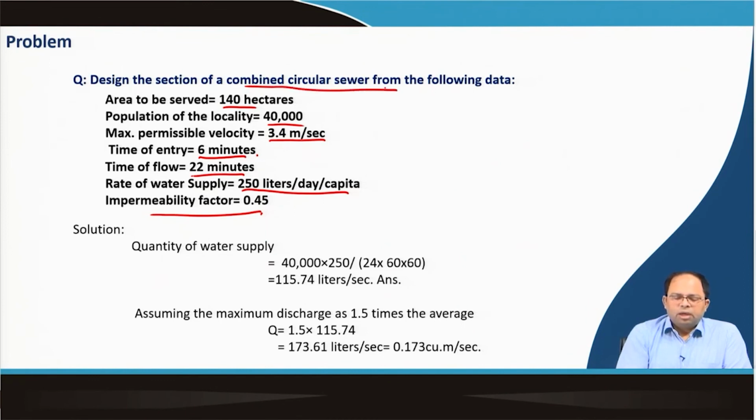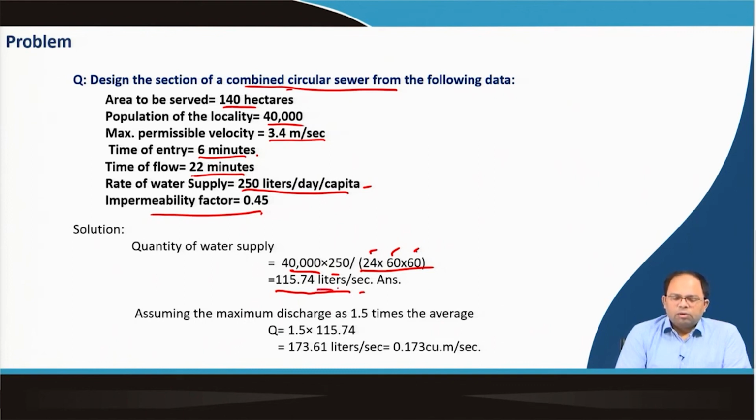That means we have to understand the amount of water generated due to rainfall as well as the sewage generated from this community, because it is a combined sewer. First, let us determine the sewage generated. The quantity of water supply is 40,000 into 250 divided by 24 into 60 into 60, that is hours, minutes and seconds. This gives us around 115.74 liters per second.